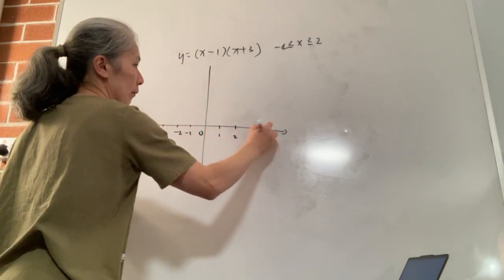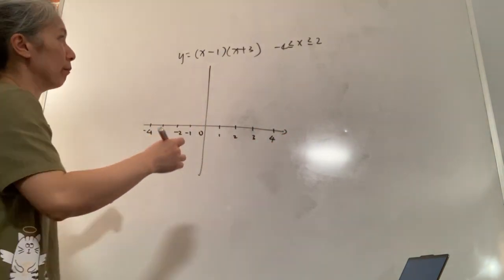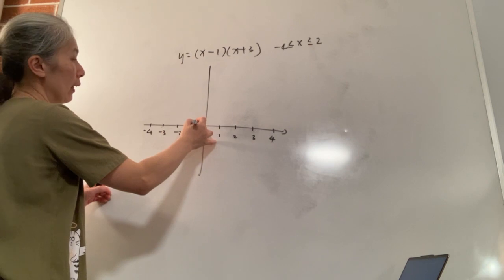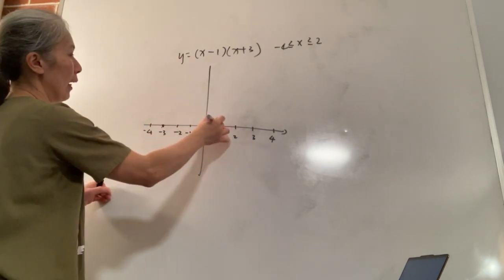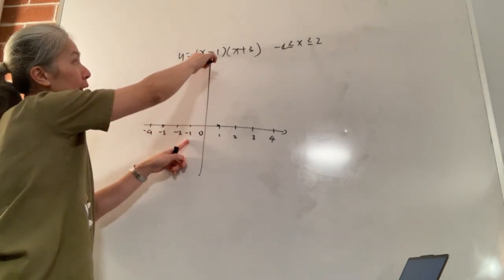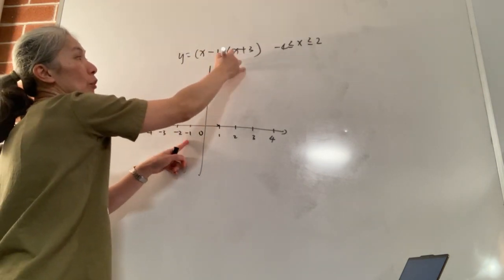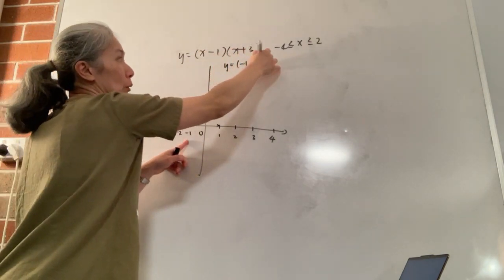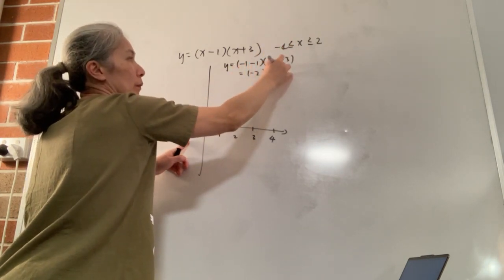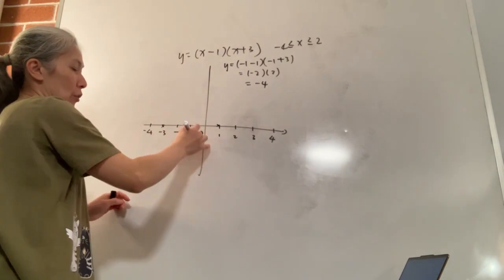How do I find the vertex? You can, because you know the midpoint. It cuts at minus 3 and 1, so the midpoint is going to be at minus 1. Put the minus 1 into here.